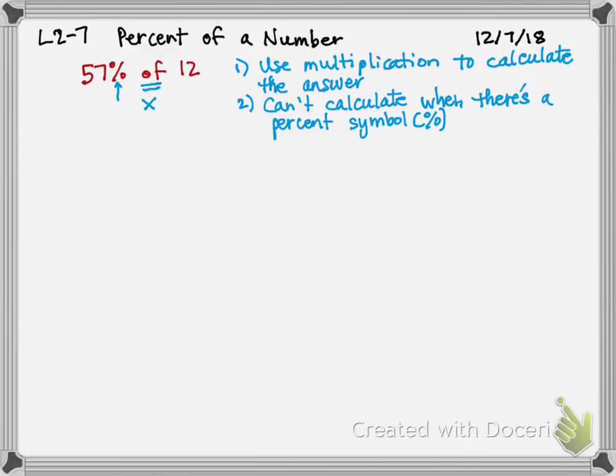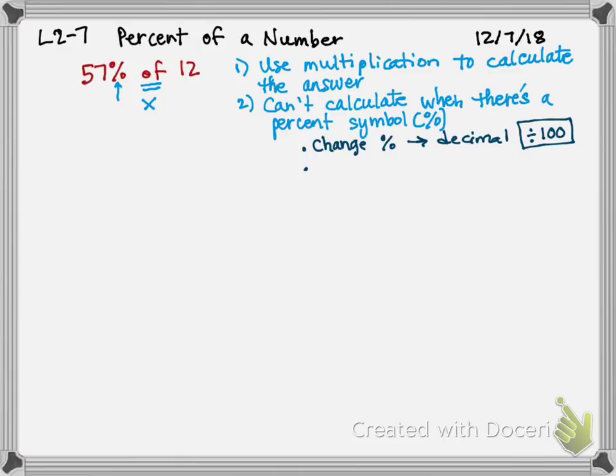So we have two choices. Choice one, we're going to change the percent to a decimal, okay, which we covered earlier in the chapter. And in order to change a percent to a decimal, we're going to take that percent symbol off, and we're going to divide our number by 100.